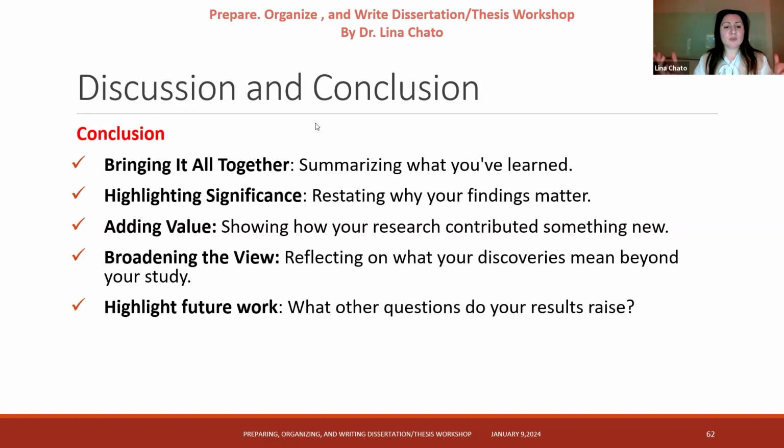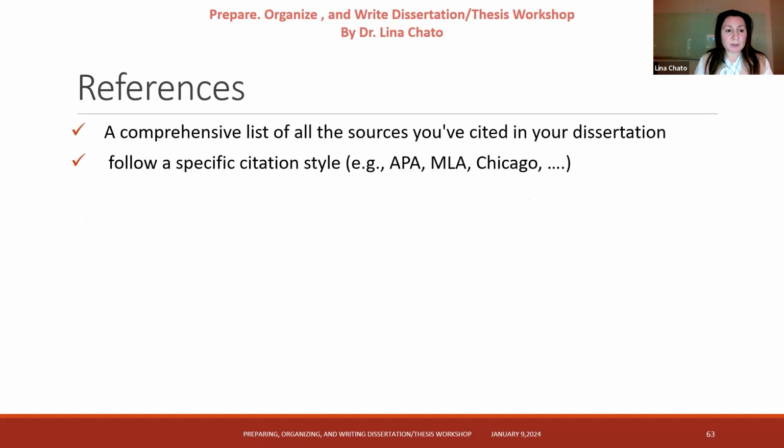Now let's say what we need to put in the conclusion part. Here you need to put everything together. You need to summarize what you learned. You need to highlight your findings and why they are important. And you can also show in the conclusion how your research contributes to your field. You want to show how your results compare to other results or solve a specific problem. Also, as I mentioned, you need to highlight the future work.